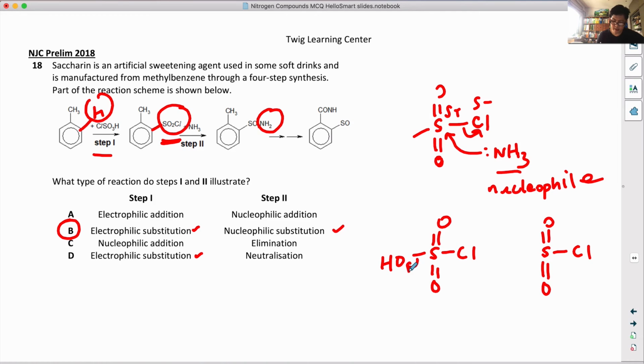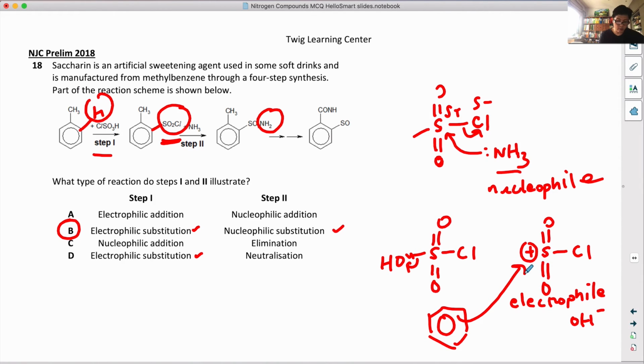The OH was kicked out because O is more electronegative. It will pull the electrons closer to O. So what happens is OH minus came out and sulfur became a plus. So this plus here is really your electrophile. Okay, this is the electrophile. That's why it will be able to attack the benzene ring. So that's why we call it electrophilic substitution. Right? So it'll give you a better idea of what was happening. Okay, let's move on. Question 19.